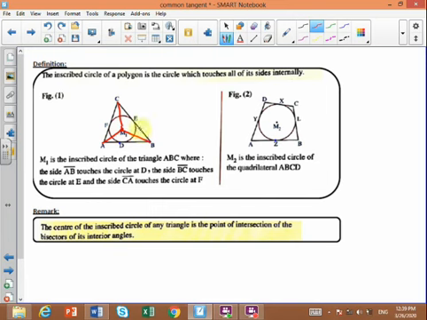So if this angle equals this angle, and this angle equals this one, and this one equals this one, when you draw them, they will intersect at a point. This point is the center of the circle inscribed inside the triangle.